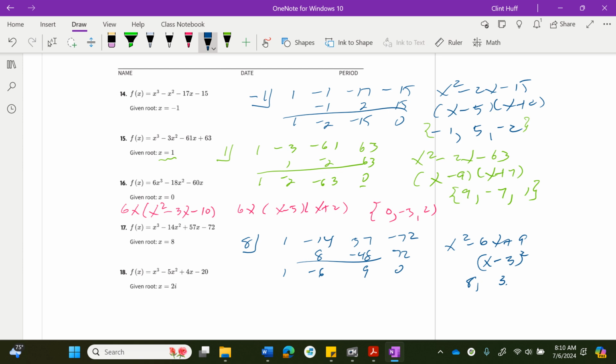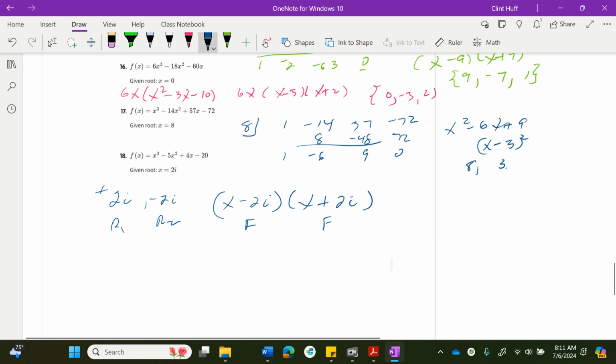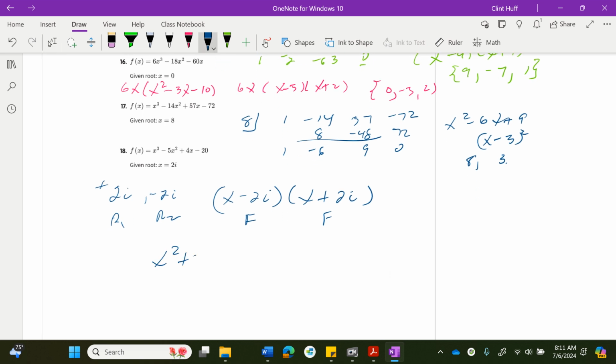Okay. All right, the last one's a little different in that we've got an imaginary root. We could do synthetic division with an imaginary root, but remember that if positive 2i shows up, then negative 2i has to show up as well. So imaginary numbers show up in conjugate pairs. That means one of my factors is x minus 2i, and the other one is x plus 2i. And if I have roots over here, root 1 and root 2, then I have to have factors that match up to those. If I multiply those together, I get x squared plus 4.